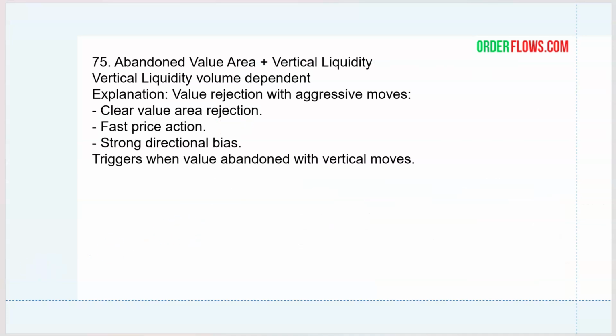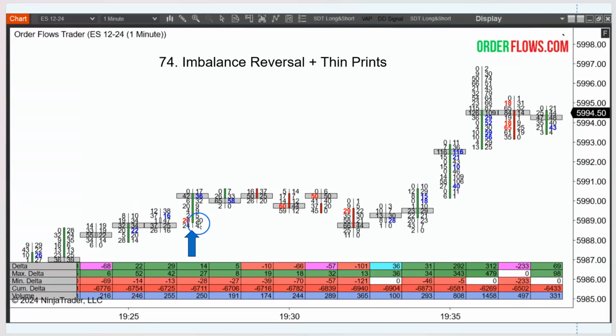Okay, there you go again. The selling imbalance on the green bar at the bottom, 20. And here's your thin prints, 2 and 4. So when you see that imbalance reversal, the next thing you should look for is a thin print in the bar.